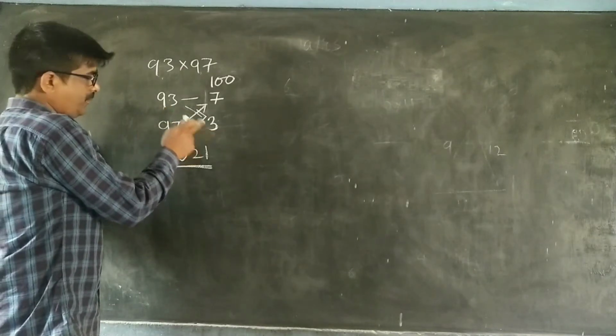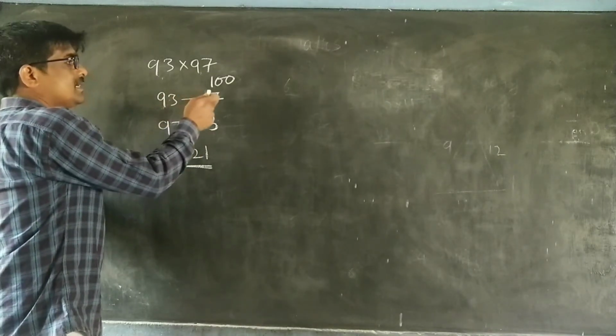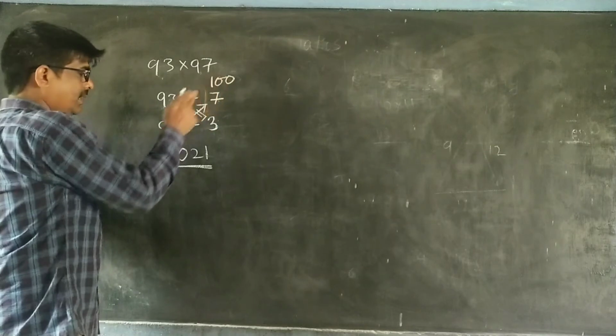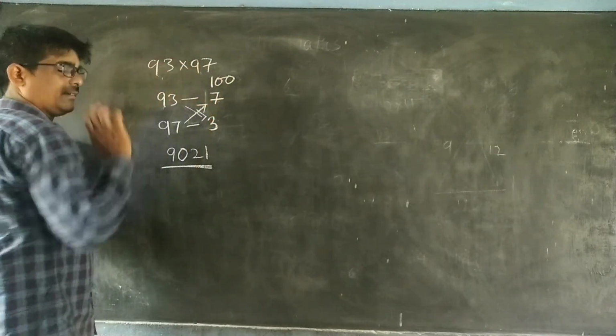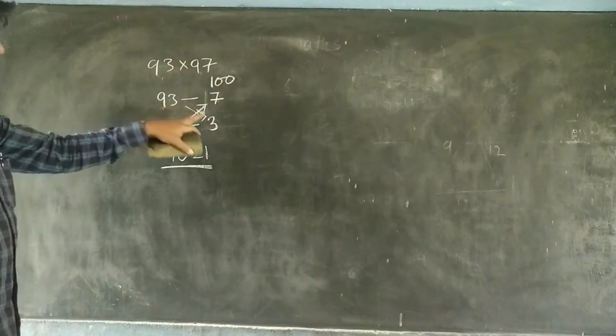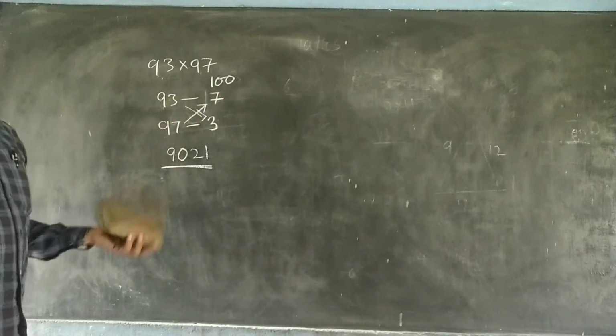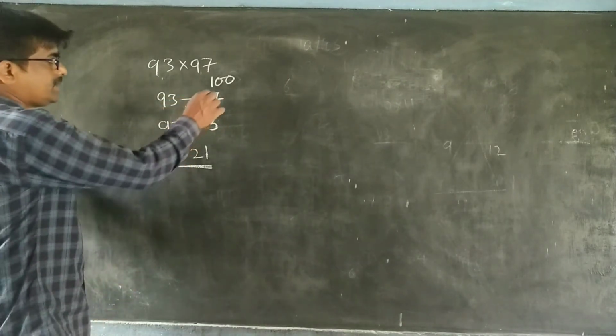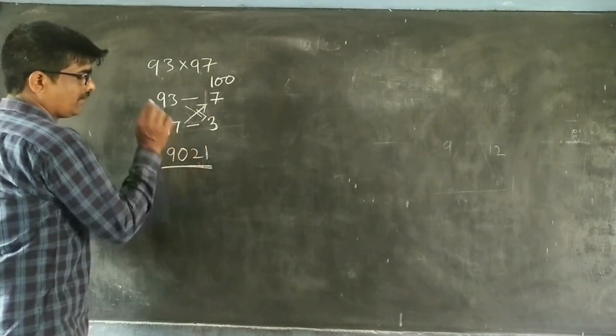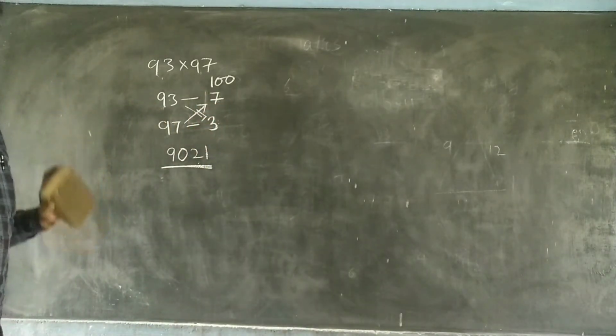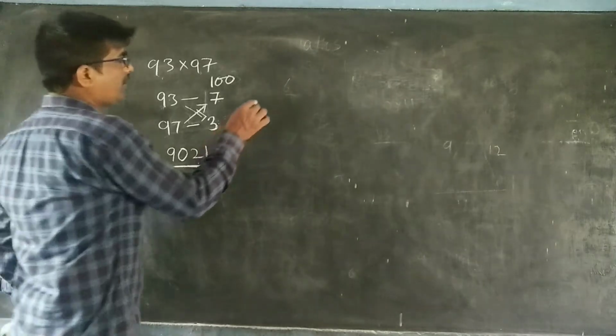93 is 7 less than 100, and 97 is 3 less than 100. So 93 minus 3 is equal to 90, or 97 minus 7 is also 90. So this is how it is possible. 7 3s are 21. Simple.